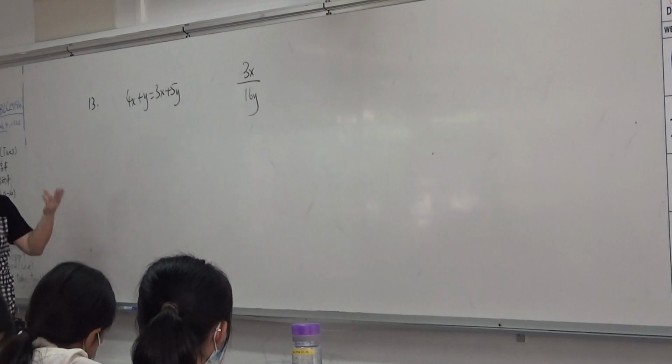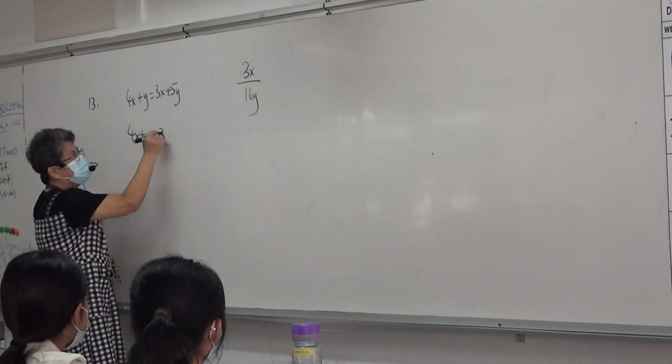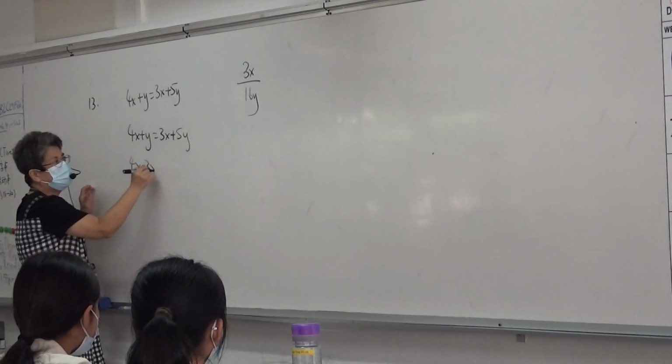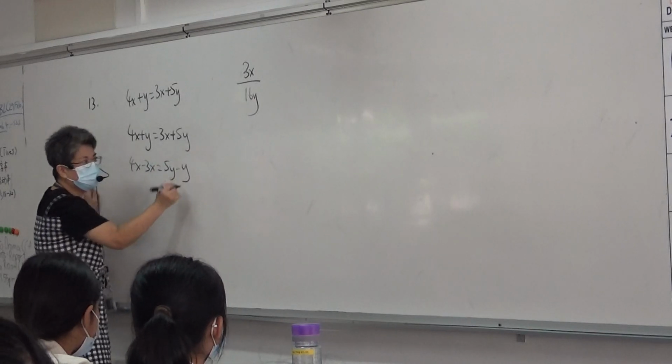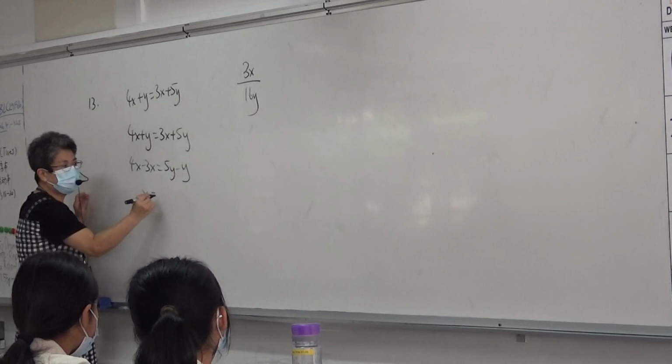All of you look at 4x plus y equal to 3x plus 5y. I bring all the x to one side. 4x minus 3x will be 5y minus y. What is this? x is equivalent to what?